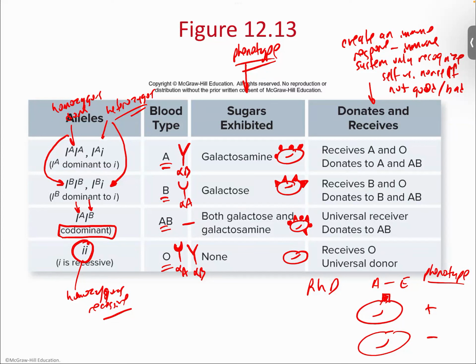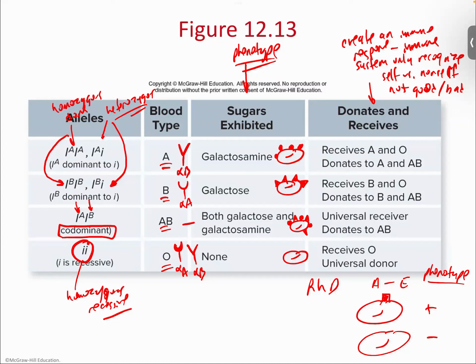So if you're AB, you're kind of useless for donation, unless it's another AB person. If you're AB, I'm not saying you're useless, but in terms of donation purposes. Now, can AB take A? Can it take B? Can it take O?